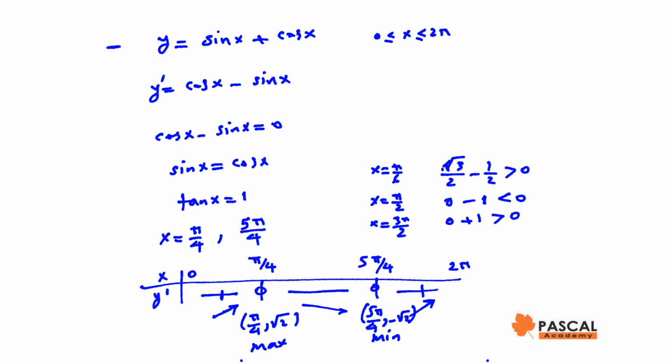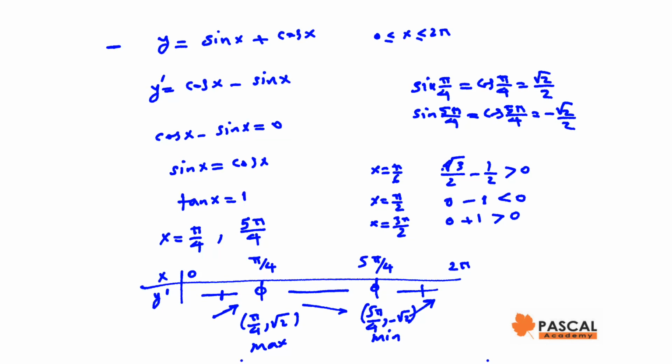Notice that sine of pi over 4 is the same as cosine of pi over 4, and both of them are root 2 divided by 2. Sine of 5 pi over 4 and cosine of 5 pi over 4 are both negative root 2 over 2. In the third quadrant, both sine and cosine are negative.